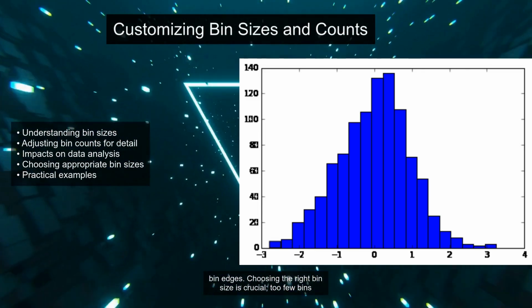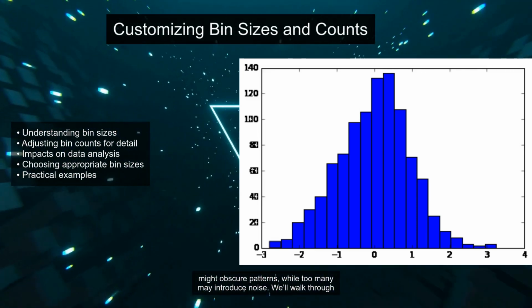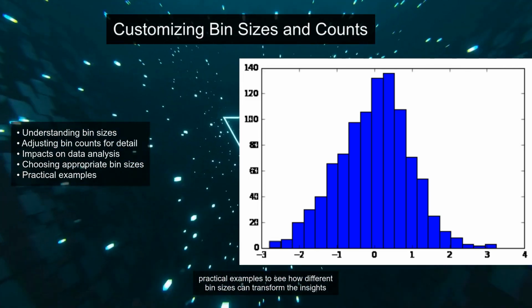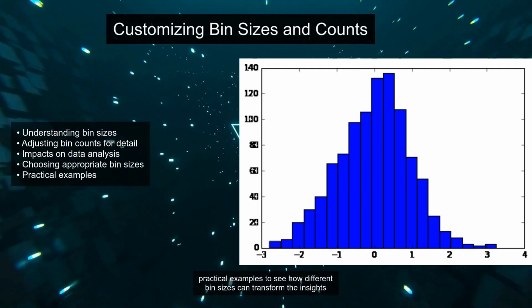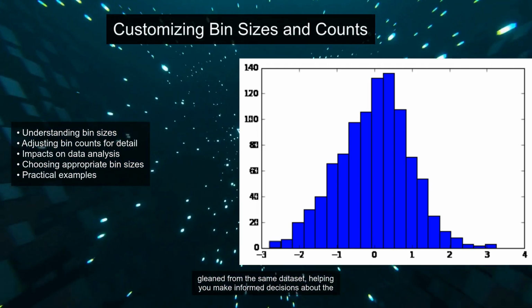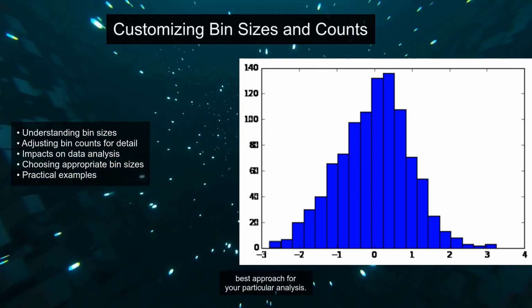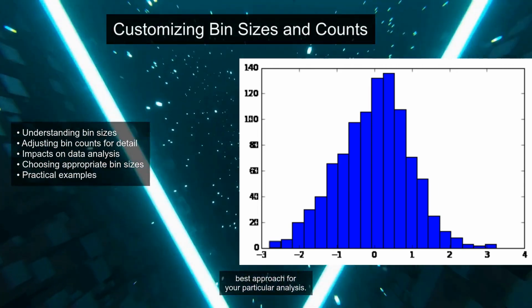Choosing the right bin size is crucial. Too few bins might obscure patterns, while too many may introduce noise. We'll walk through practical examples to see how different bin sizes can transform the insights gleaned from the same dataset, helping you make informed decisions about the best approach for your particular analysis.